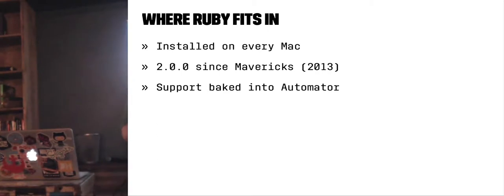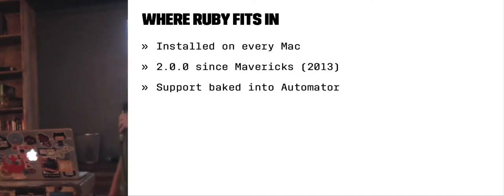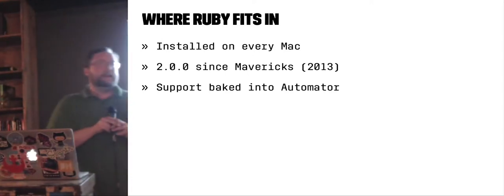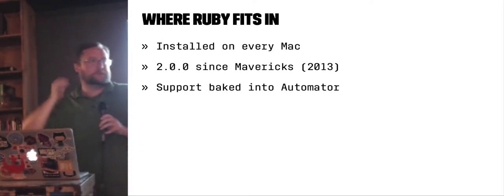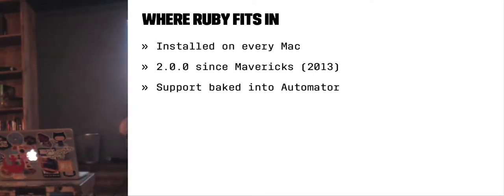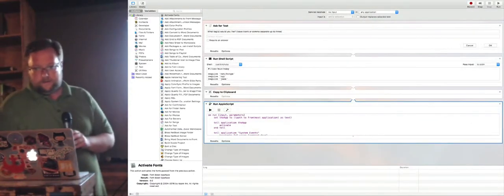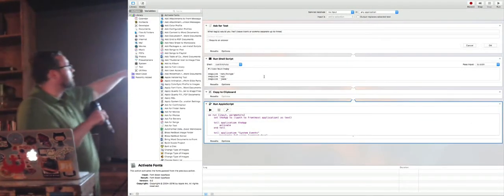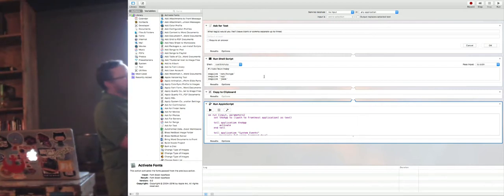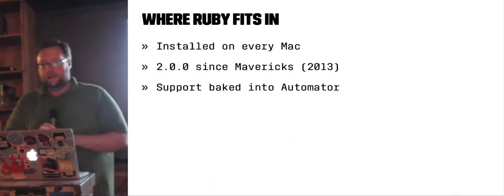So, Ruby is installed on every Mac and has been for a very, very long time. In fact, it has been at 2.0.0 since Mavericks, which was released in 2013. In High Sierra, which is coming up in a couple of months probably, it's actually upgraded to 2.3.3, so that's the first update since Mavericks, which is fun. And there's support baked right in to Automator. You can kind of see that right here, where there's this run shell script action. Now I'm telling it, I want to use /usr/bin/ruby. And you'll notice that is /usr/bin/ruby, and that means we're talking about system Ruby.